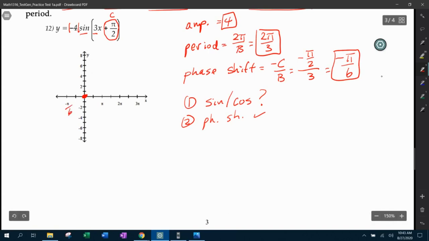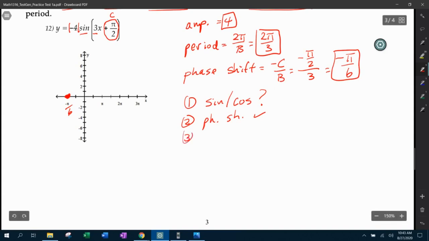I don't like the way this is numbered, so I'm going to change it to negative pi over 6. And this starting point actually gets shifted to negative pi over 6. So now that's the starting point. Step number 1, starting point. Step number 2, shift it if you have a phase shift. Negative phase shift goes to the left, positive phase shift goes to the right.